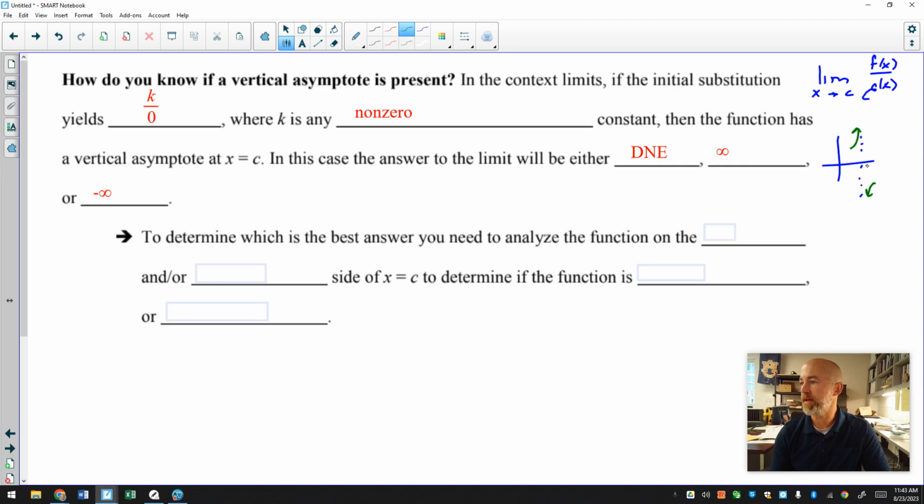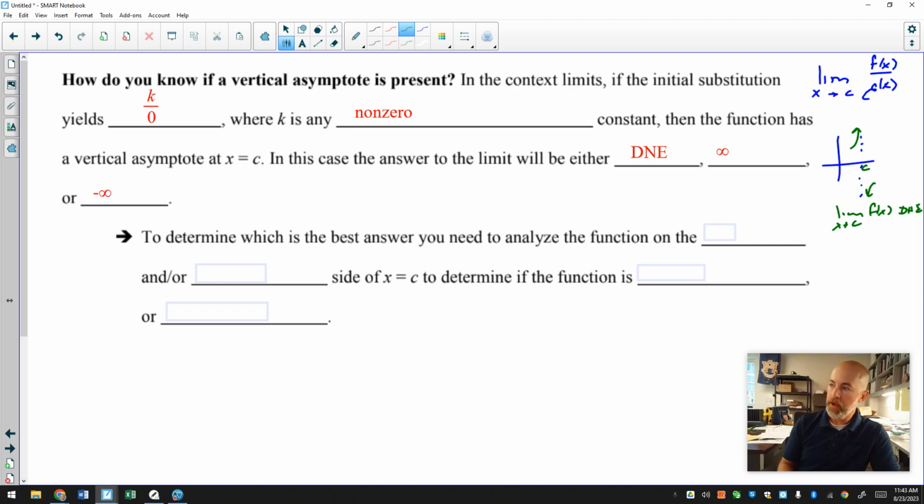And so in that case, if that is C, you would say that the limit as x approaches C from both sides of that function would not exist, because they are going in opposite directions. If both sides are going up, I prefer the answer of infinity. If both sides are going down, I prefer the answer of negative infinity.